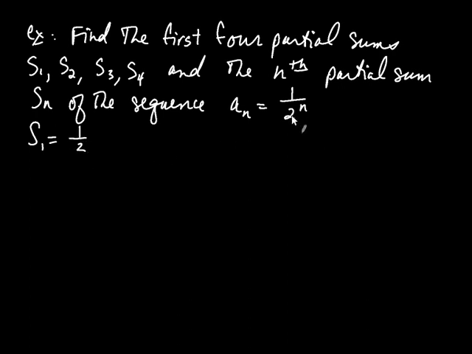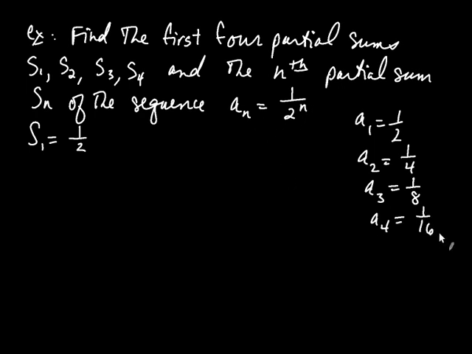And if you want, you can write out the terms of the underlying sequence. You don't have to do this, but A sub 1 is 1 over 2 to the first, or just 1/2. A sub 2 is 1/4, plugging a 2 in for n. A sub 3 is going to be 1/8. A sub 4 is going to be 1 over 2 to the fourth, or 1/16.